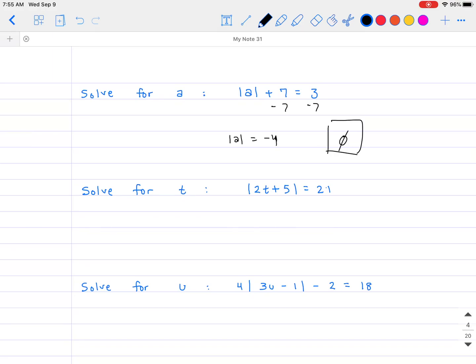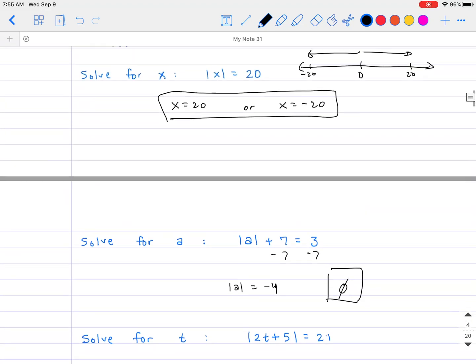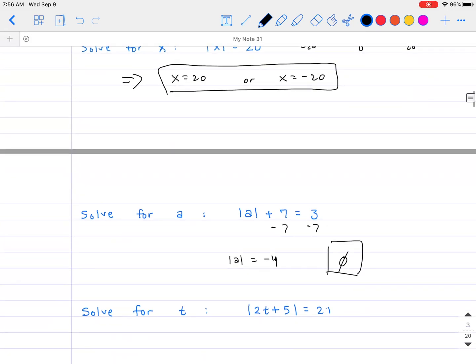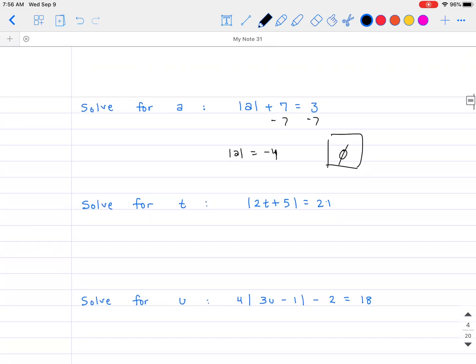Okay, let's go a little bit more advanced. This time we have solve for t, where the absolute value of 2t plus 5 is equal to 21. So I'm going to take the first problem over here, and you can see that a quick way of solving is to say what's inside the absolute value is equal to the number, or what's inside the absolute value is equal to the negative number. So in essence, I can split into two equations.